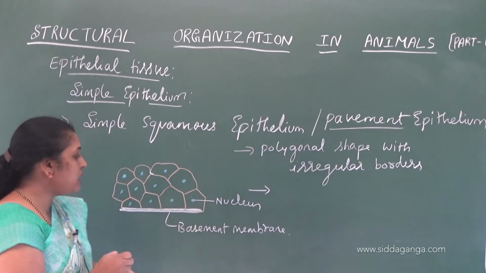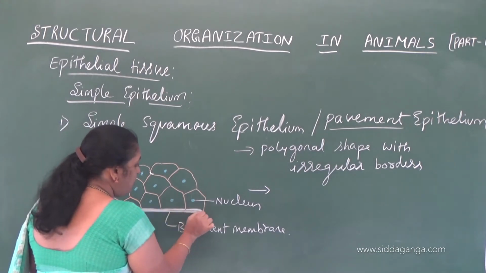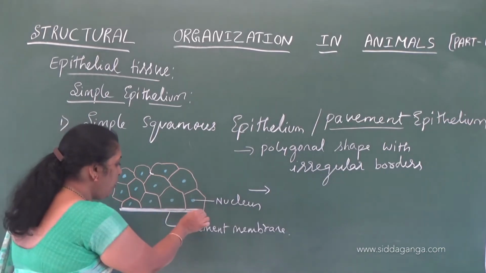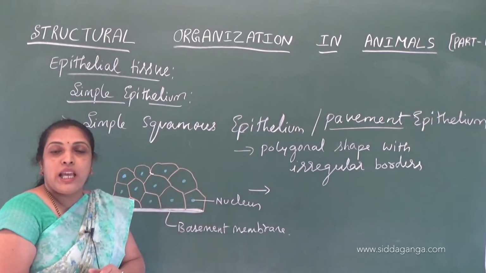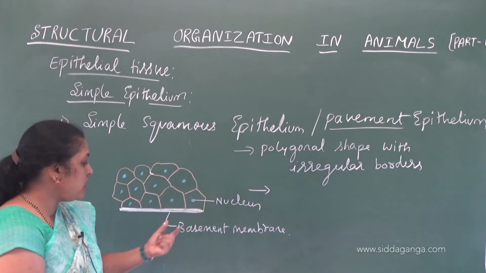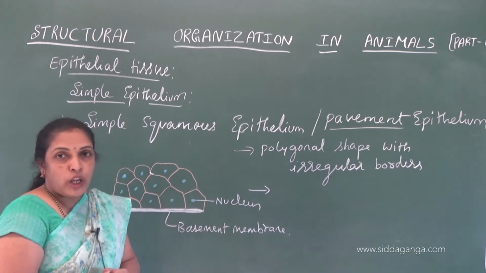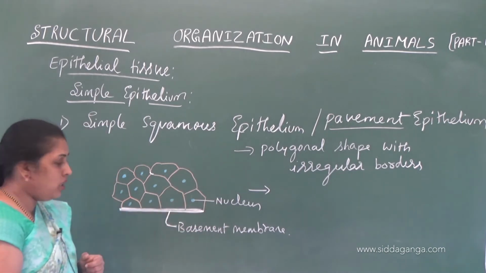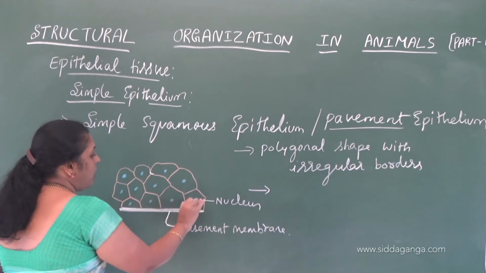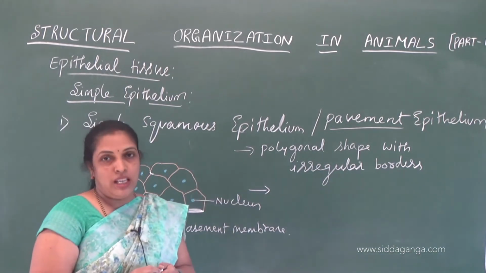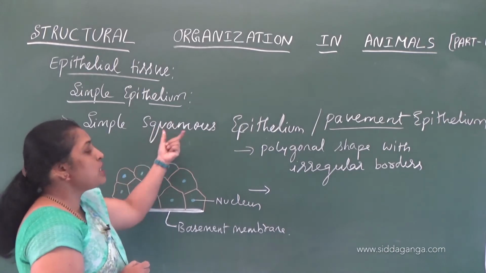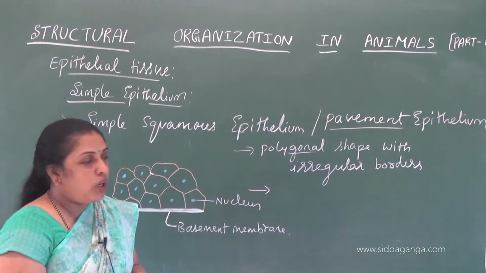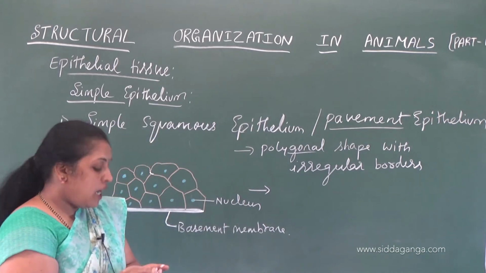And these cells lie above the basement membrane. The basement membrane is an acellular layer. In this layer we will not see any cells, and this layer is made up of glycoproteins. Above that basement membrane we see the arrangement of cells. This simple squamous epithelium has a polygonal shape with a centrally situated nucleus and irregular borders.